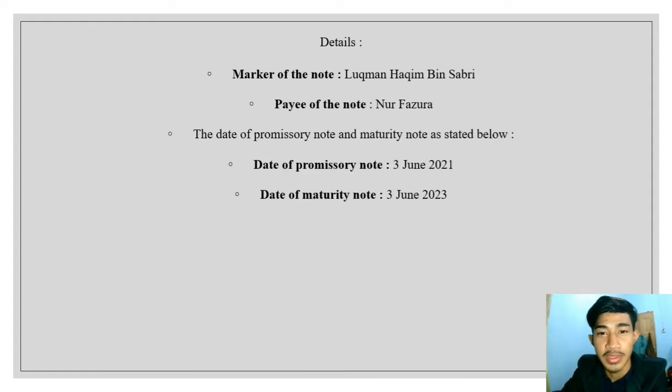So we move to the details about the promissory note. The maker of the note is me, Luqman Haqim bin Sabri. The payee of the note is Nor Fazura. The date of the promissory note and the maturity date are as stated below. Date of promissory note is 3 June 2021. Date of maturity is 3 June 2023.